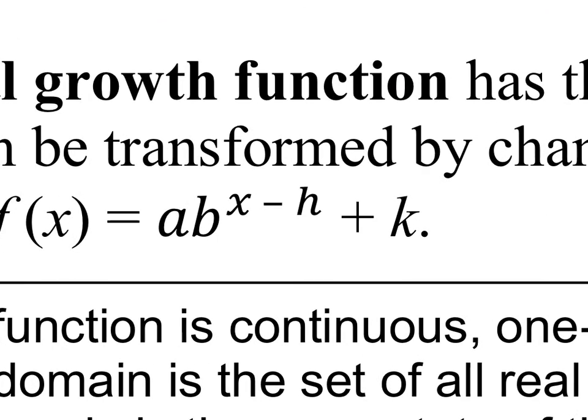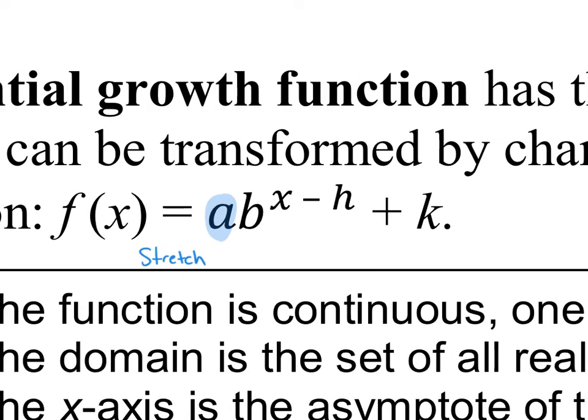We'll notice our same old friends. A, which is going to change how fast we grow with a stretch or compression. We have our old friend h value up here, and it moves us left or right. But it does in fact do the opposite of what you'd expect because of that negative sign. And then we've also got the k value, which moves us vertically up/down.